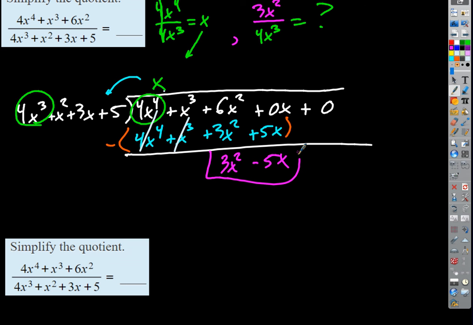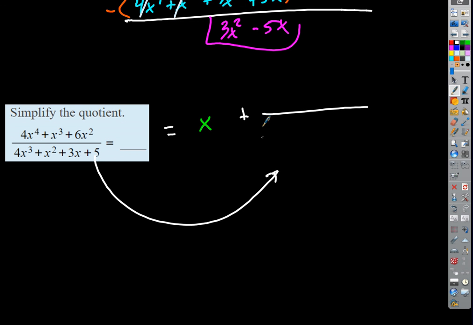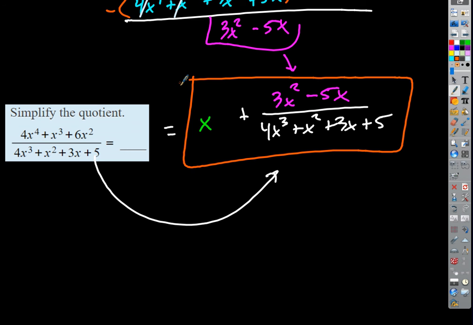So that was pretty quick. So my answer then looks like this. I only got one thing in my polynomial, just one term. I got an x plus something that remained over my denominator. Well, there's my denominator. And what remained there? 3x squared minus 5x. So that's my answer. Okay. Make sense? Okay. Go. 4 problems. That's all you got on that assignment.